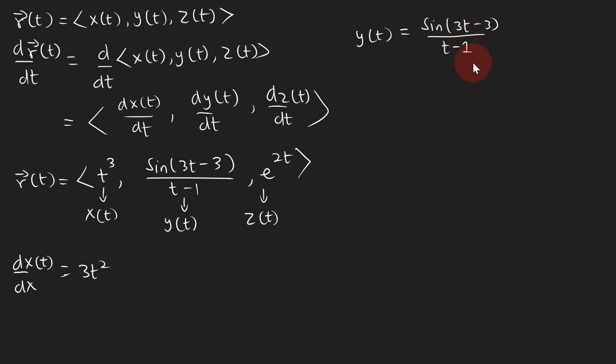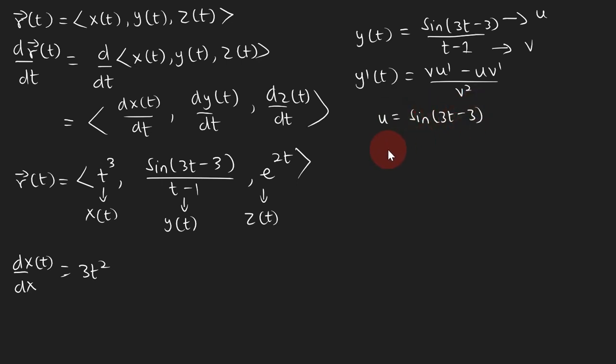Okay, so we are going to apply the quotient rule. I'll set the denominator term to v, and the numerator term to u. So we are going to have y prime of t equal to v multiplying u prime minus u multiplying v prime, divided by v squared. This is what you have now. So now we know u to be equal to sine of 3t minus 3, and we know v to be equal to t minus 1.